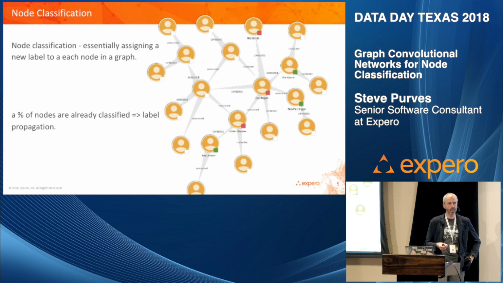Now, typically, if we've got a data set that we're using for training, then at least some percentage of those nodes are already going to be labeled. In that case, you can think of this as a label propagation. You want to use the properties in the nodes themselves plus the relationships in the graph to decide how to propagate those labels out over the graph.